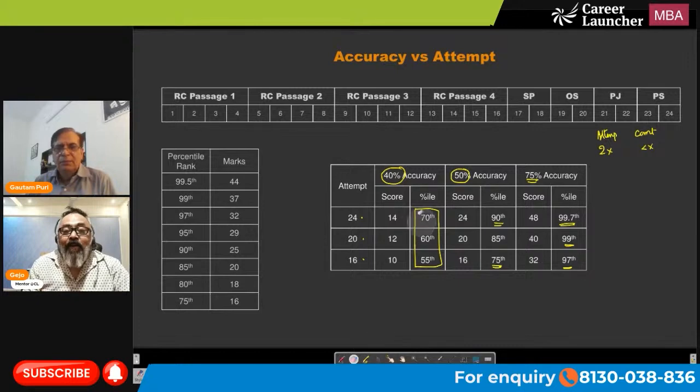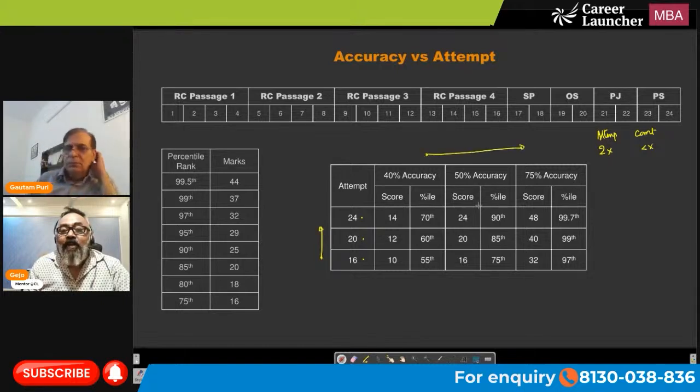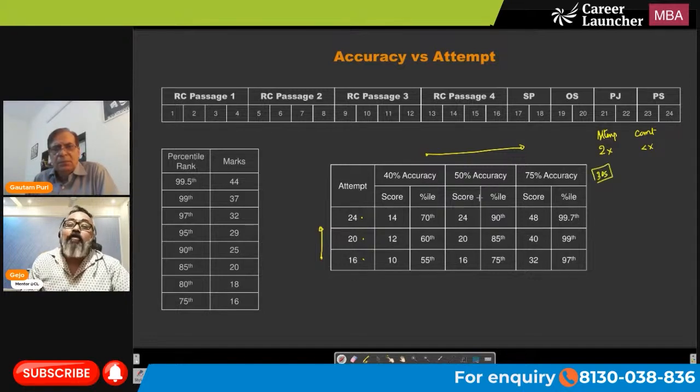So if I look at the graph here, what we want is obviously get your attempt as high as possible, get your accuracy as high as possible. I think that you would want to be somewhere here. If you want to be in your 40s or 30s, if you want to get your scores above 30s, then your accuracy has to be above 50%.